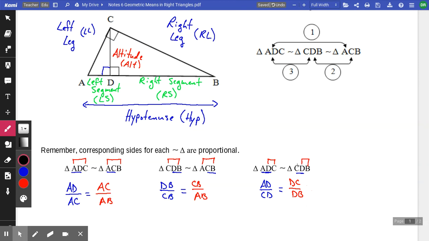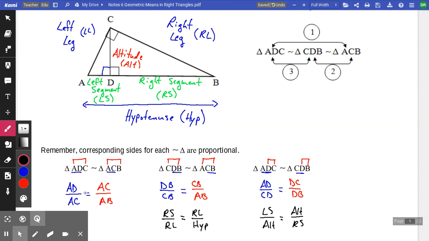Well, if we replace these labels with the labels we have up in our diagram, we're going to see something. AD, we called the left segment. CD, we said, was the altitude. DC is also the altitude, and so maybe it's a little more clear now that we are taking something times itself. And DB is the right segment. Over here, DB, we just said is the right segment. CB is the right leg. CB, once again, is the right leg. And AB, we called the hypotenuse.